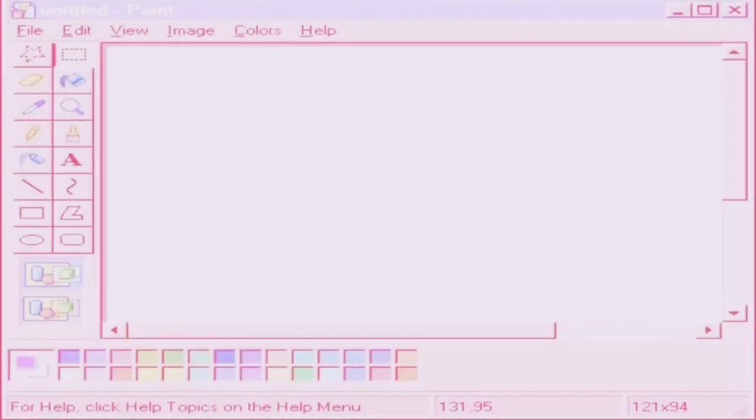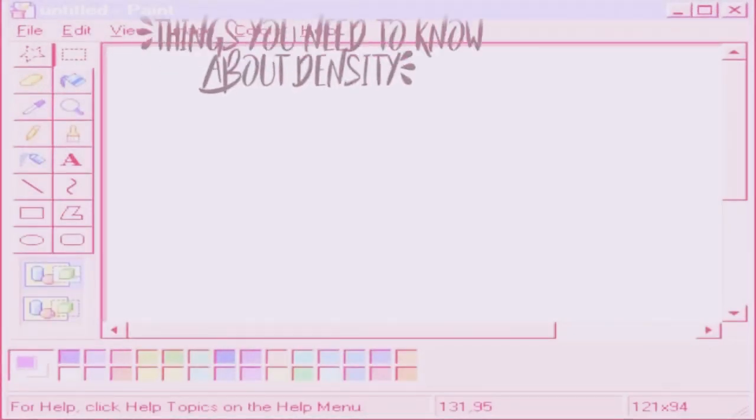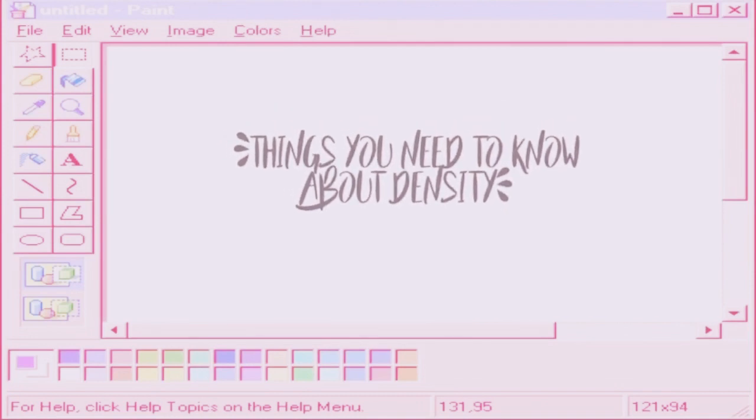In this video, we will be talking about density. Now, first of all, what exactly is density? Density is the physical property of matter which compares how much matter there is in a certain amount of space.